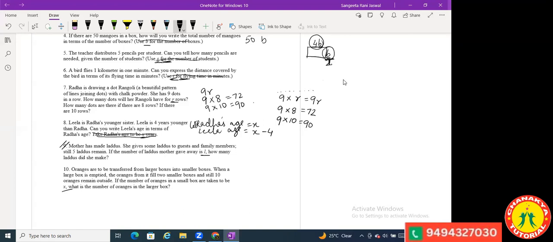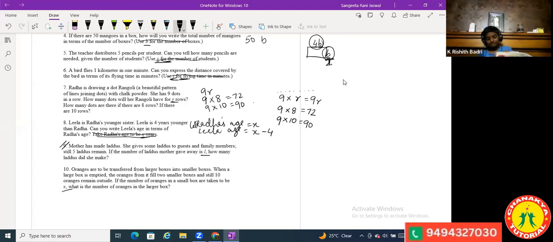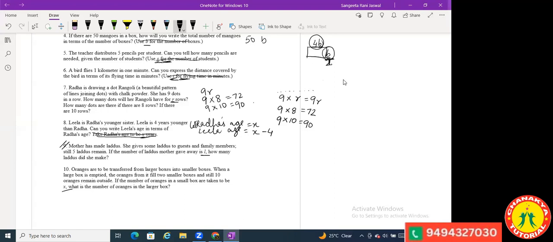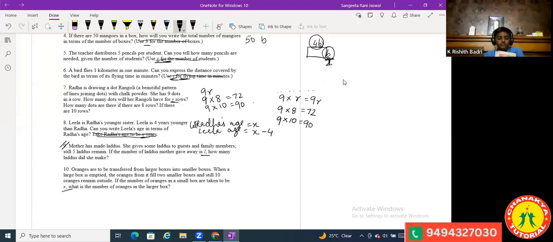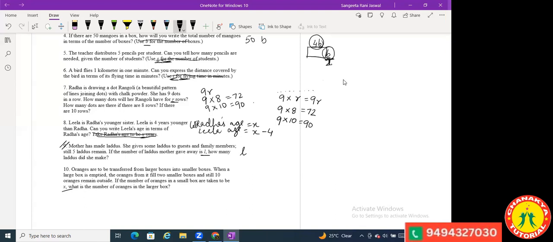Now see question number 9. Mother has made laddus. She gives some laddus to guests and family members. Still 5 laddus remain. If the number of laddus mother gave away is L, how many laddus did she make? So L plus 5. Mama made altogether L laddus which she distributed among the guests and family members. But still 5 are remaining. So altogether she made L plus 5 laddus.